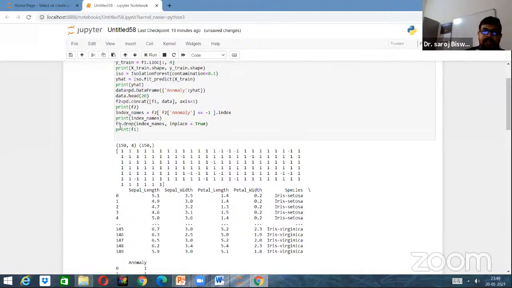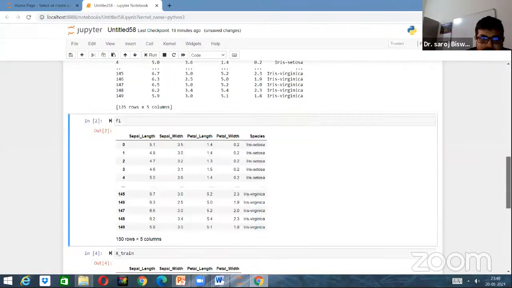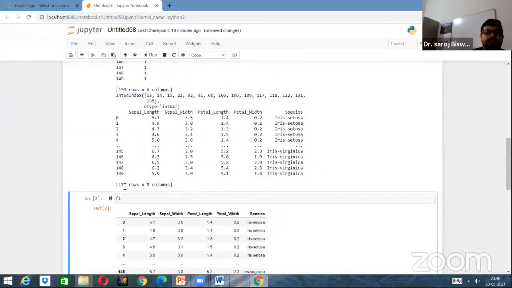So the number of data in F1 should be 135, because we have already calculated the number of outliers is 15, and 15 are discarded. That is now reflected in F1, and F1 is already printed out here. So looking at how many instances are in F1. Yes, fortunately we have 135. So 15 are discarded.